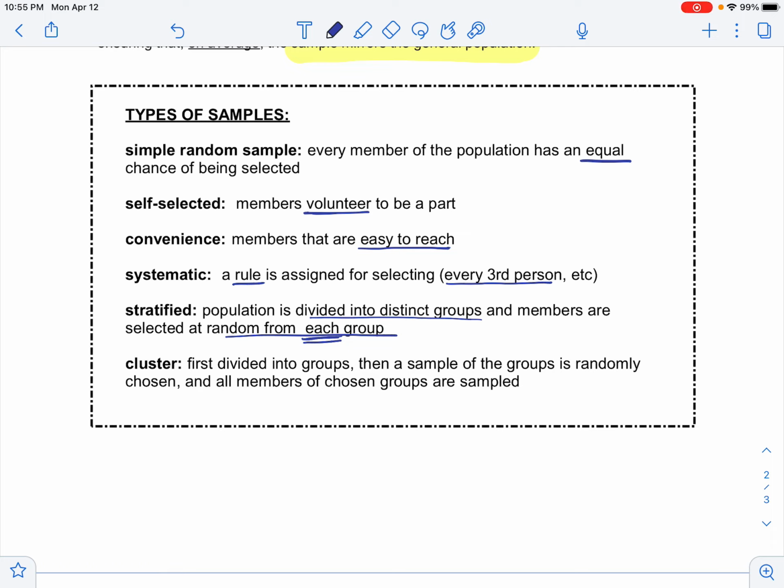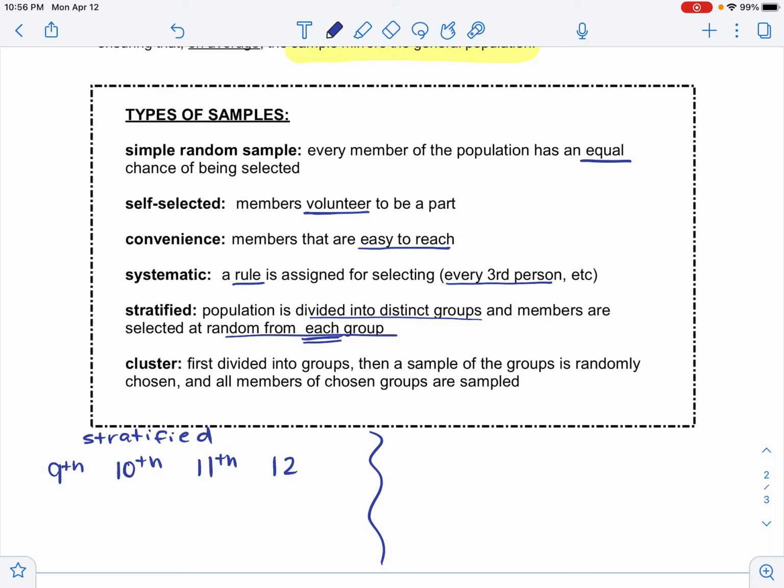Let's say our population is Dacula High School. I might divide the student body into groups based on grade level. So we might have a 9th grade group. I'm going to draw stratified over here. So I'm going to break everyone up into their grades, 9th, 10th, 11th, and 12th.